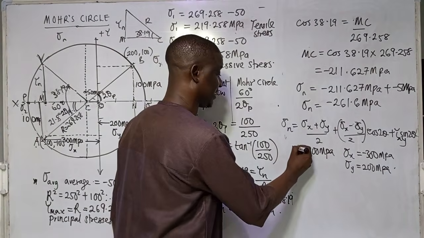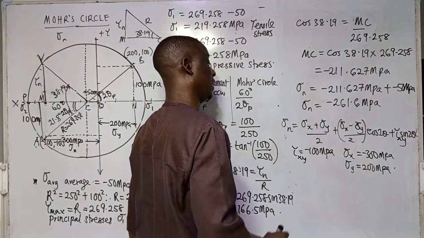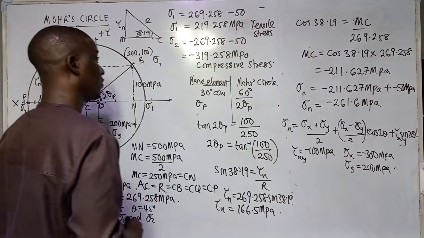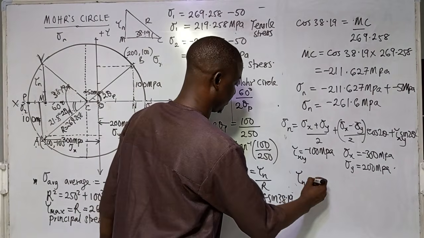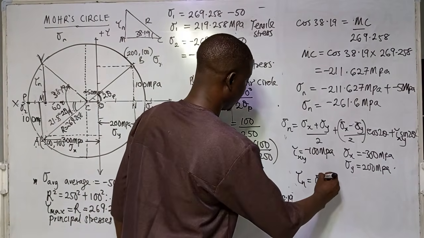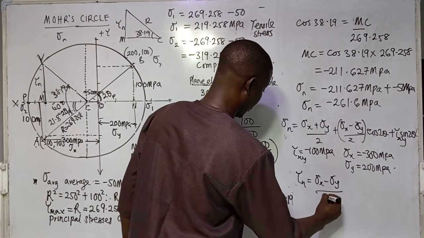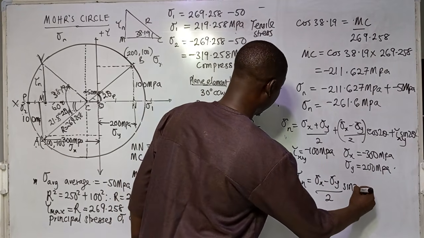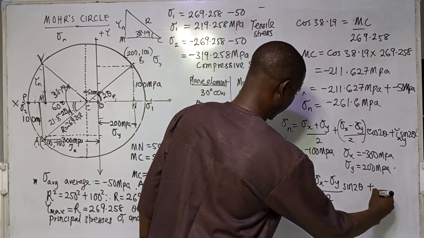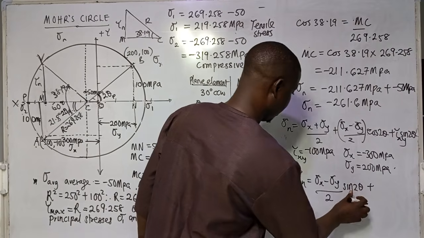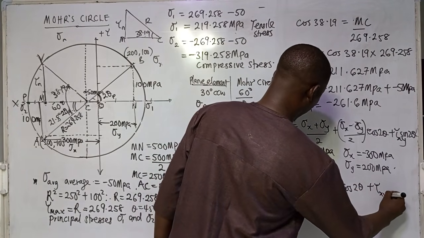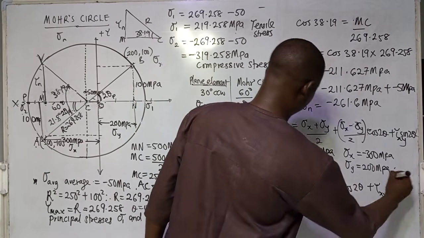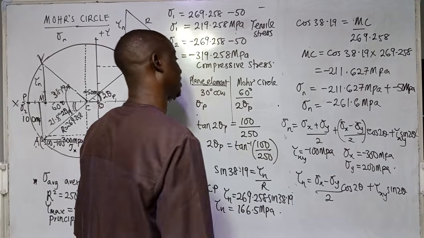Put all this, this tau along the σy, you get normal stress. So you still get the same thing. If you use this one, τn, that means shear stress, (σx − σy) all divided by 2 sin 2θ plus τxy cos 2θ, you are still going to get the same thing. This is for normal stress.